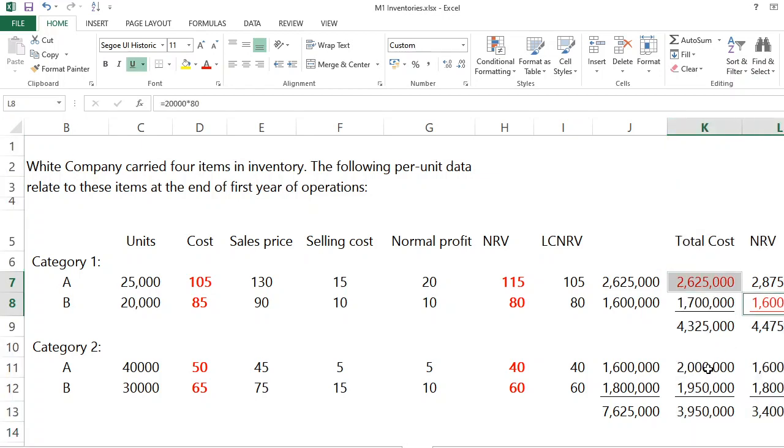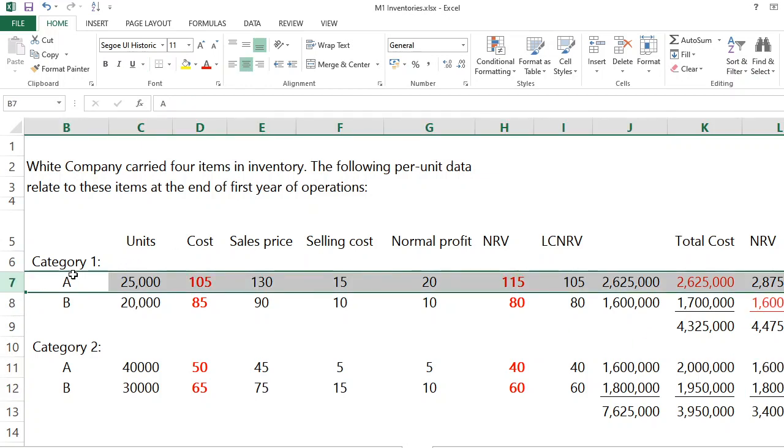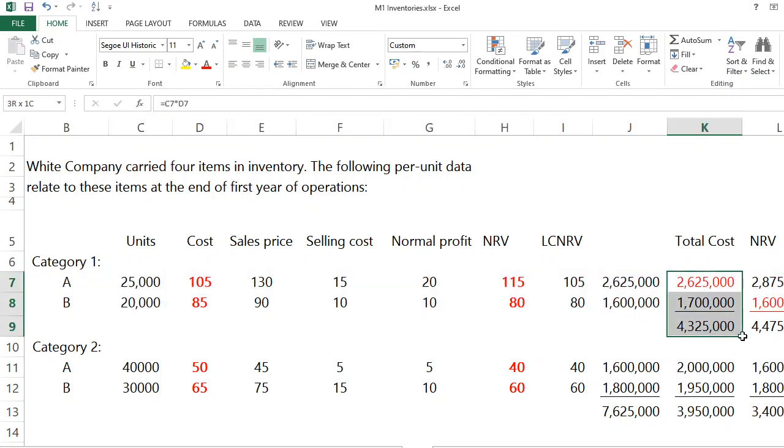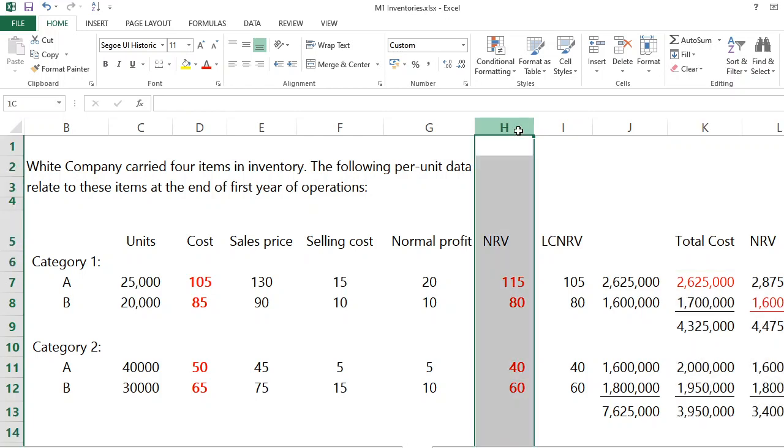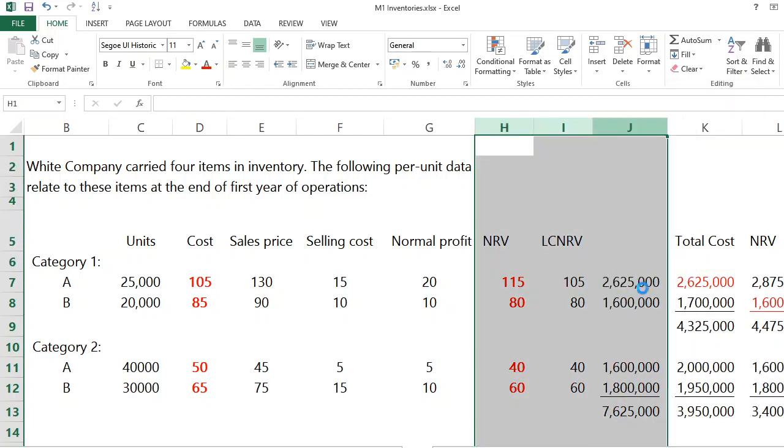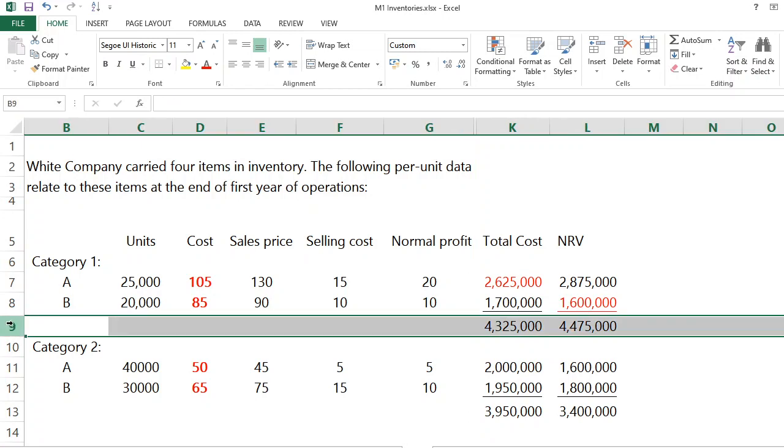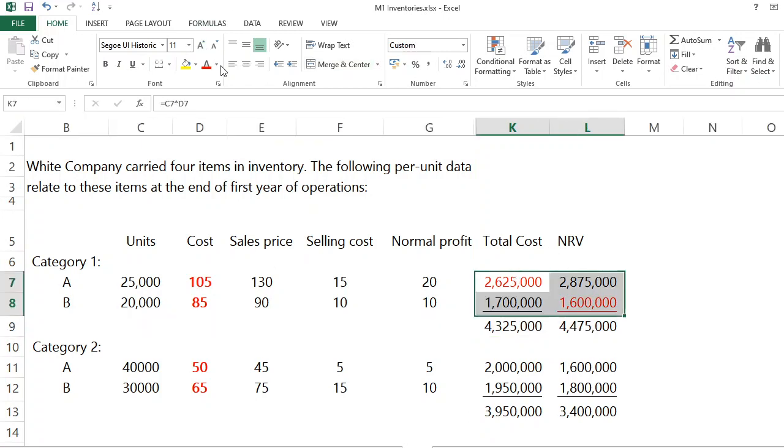But I focused on the total per letter: letter A, category A, letter A, category 1, letter B. So I focused on the total. But again, this is LCNRV applied in individual inventory category. Earlier, the per category one, since it is per category now.